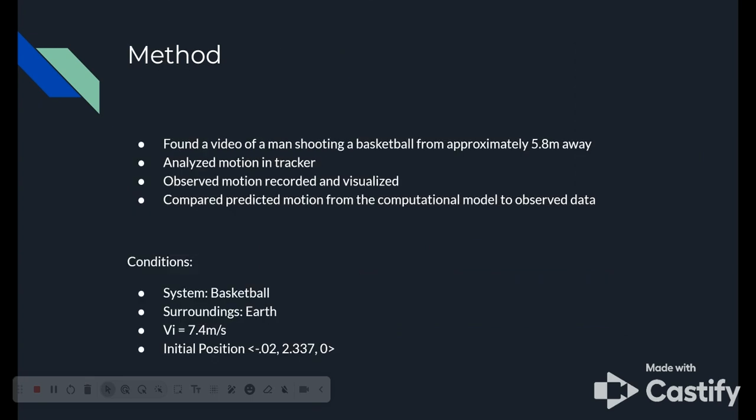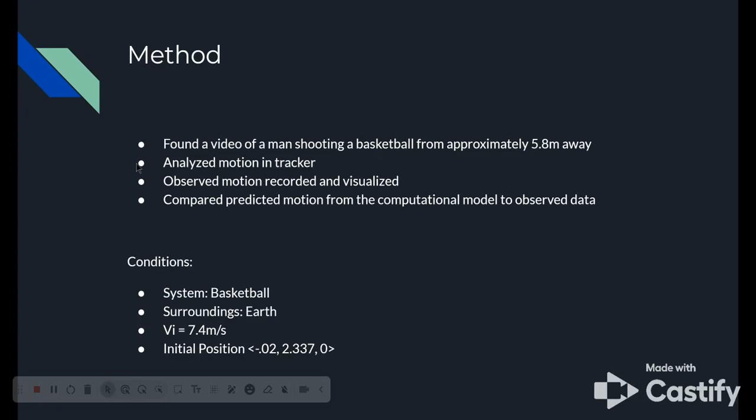So now for the method. First of all, I had to actually go online and find a video of a man shooting a basketball from the free throw line, which is, according to Tracker and according to my research, about 5.8 meters away. Then I analyzed this motion in Tracker. I observed this motion, I recorded it, and then I visualized it, and then I compared the predicted motion from the computational model to the observed data. And you'll see what these actual results were in a minute.